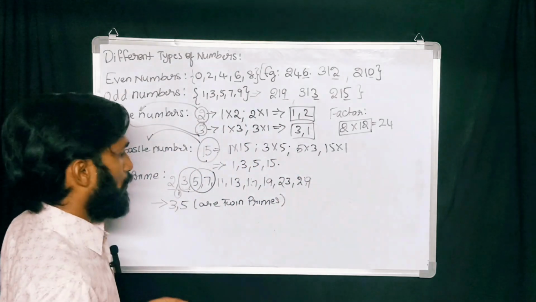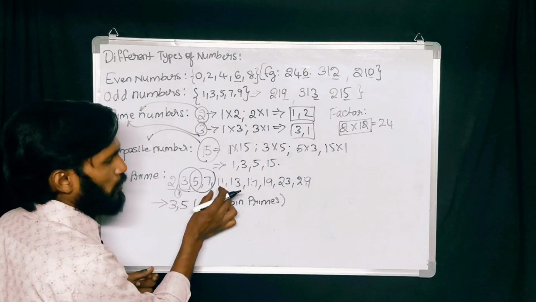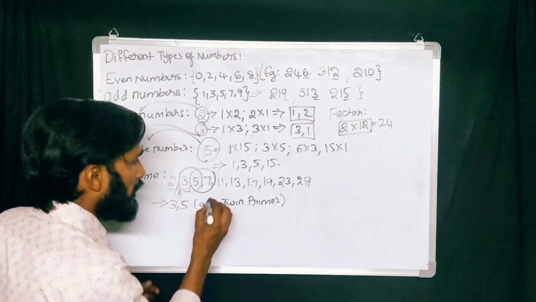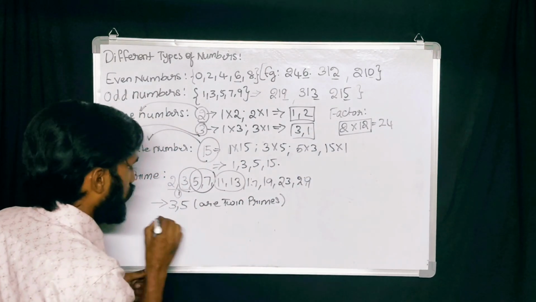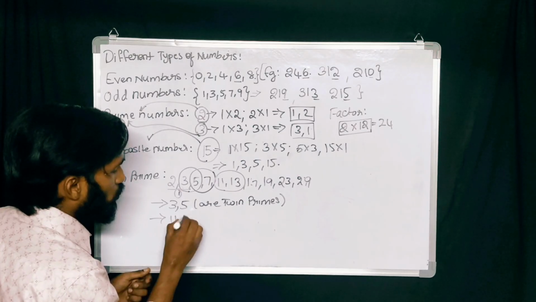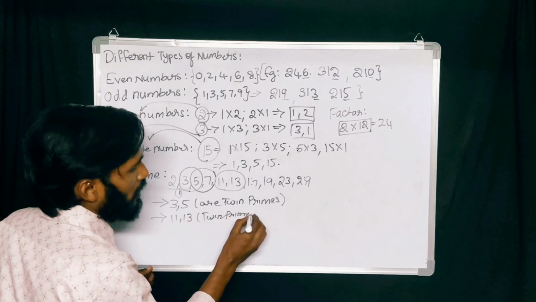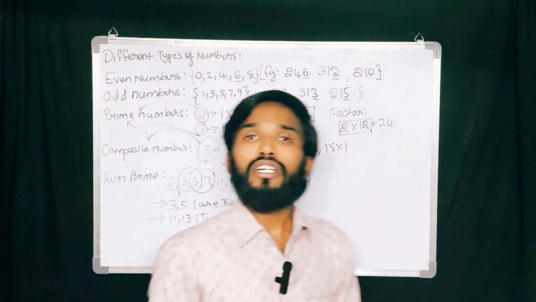then those prime numbers are called twin prime numbers. Now, the difference between 11 and 7 is what? 4. So this is not a twin prime pair. But if you observe 13 minus 11, these two are called twin primes. So these are twin prime numbers.